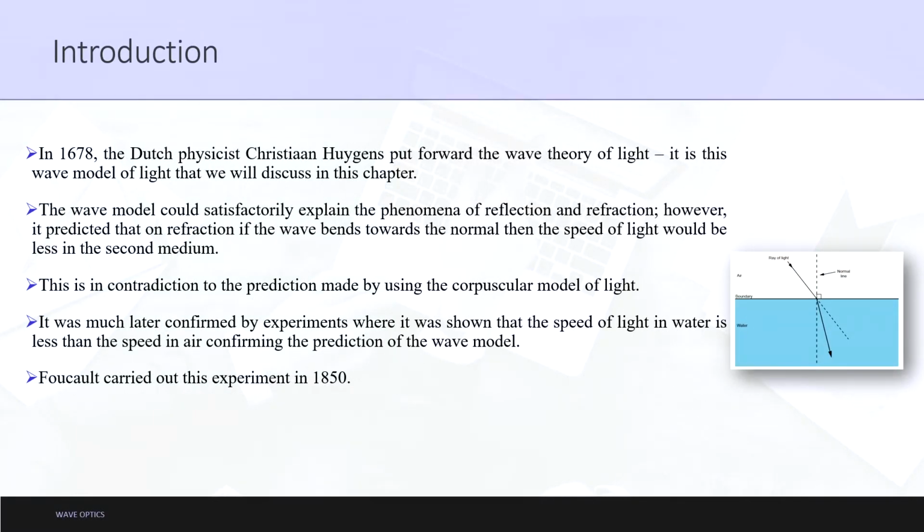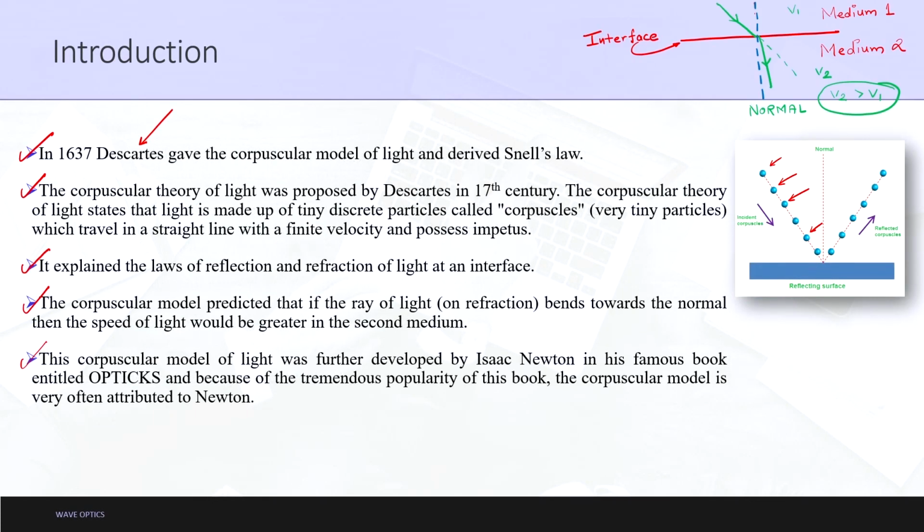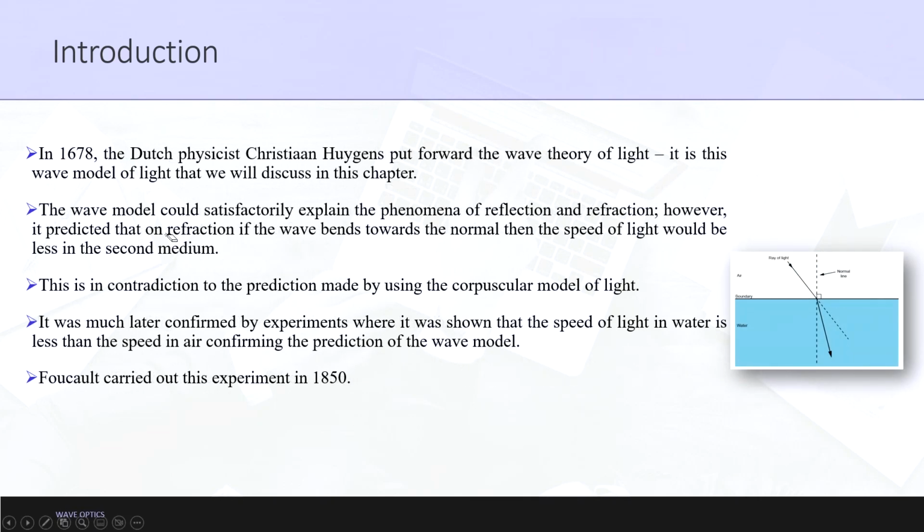So, after the complete work in 1637 by Descartes, after a few years in the 17th century only, in 1678, the Dutch physicist Christian Huygens, the prominent scientist who gave us the Huygens principle, put forward the wave theory of light. This is the complete concept which we will be studying in this chapter. So, he put forward the wave theory of light.